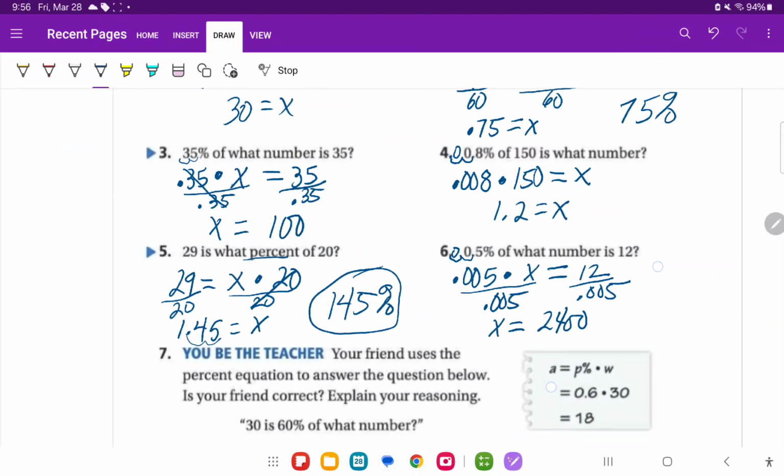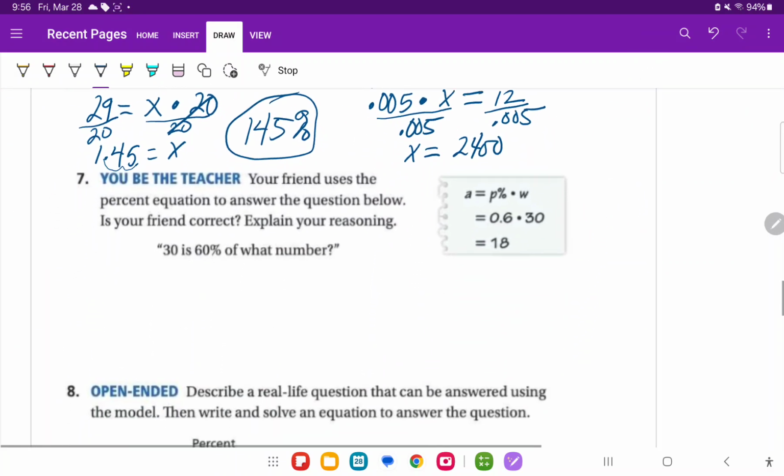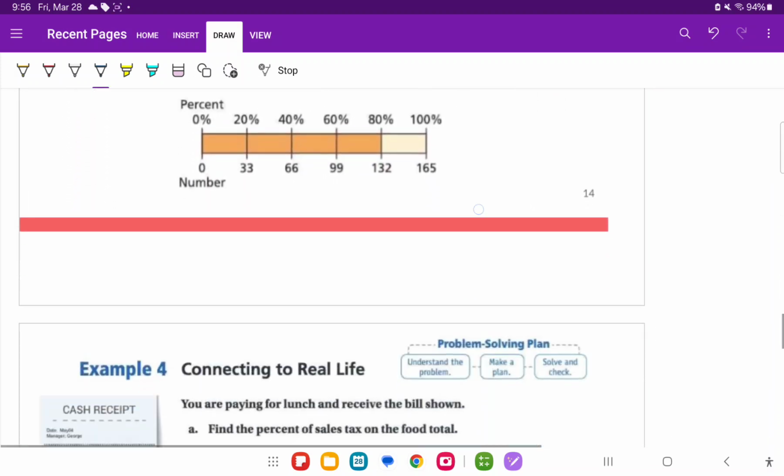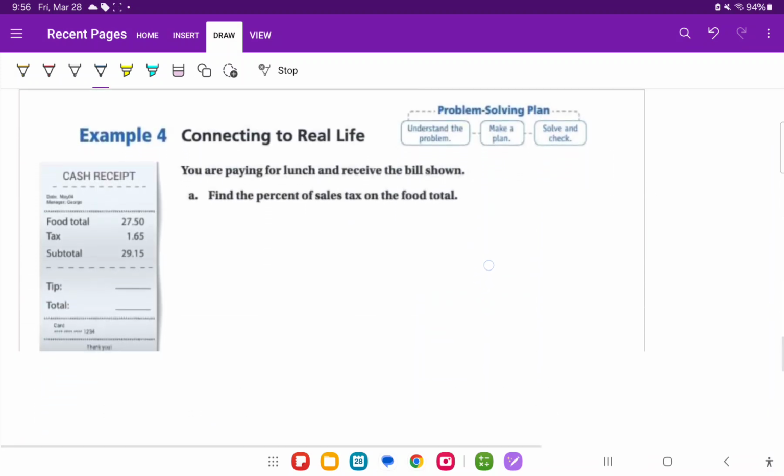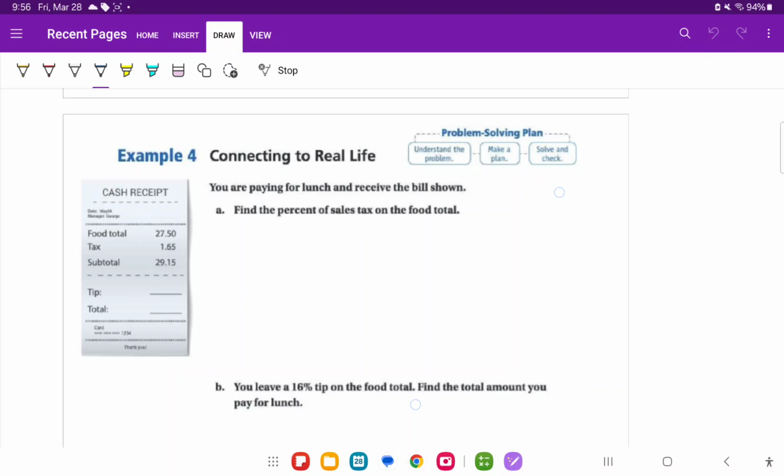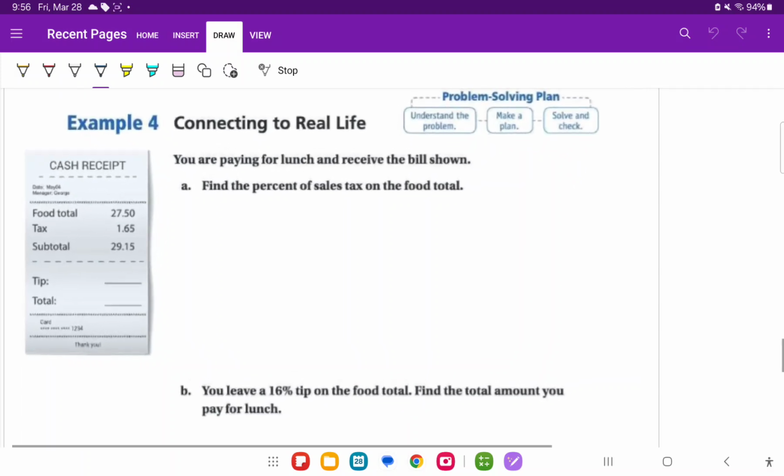All right, awesome. Okay, let's go. We're going to go down to, I believe it's your 4th page, but we're going to go to this example for connecting to real life. Okay? All right, you are paying for lunch and receive the bill shown right here. Find the percent of sales tax on the food total. All right, so we had our food. The tax is 1.65. So the total is 29.15.